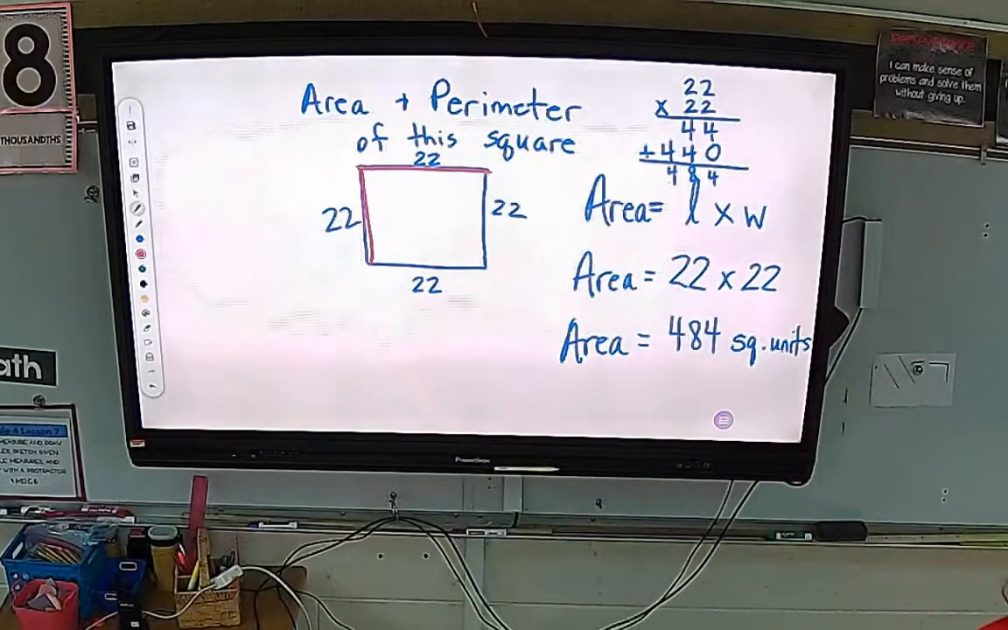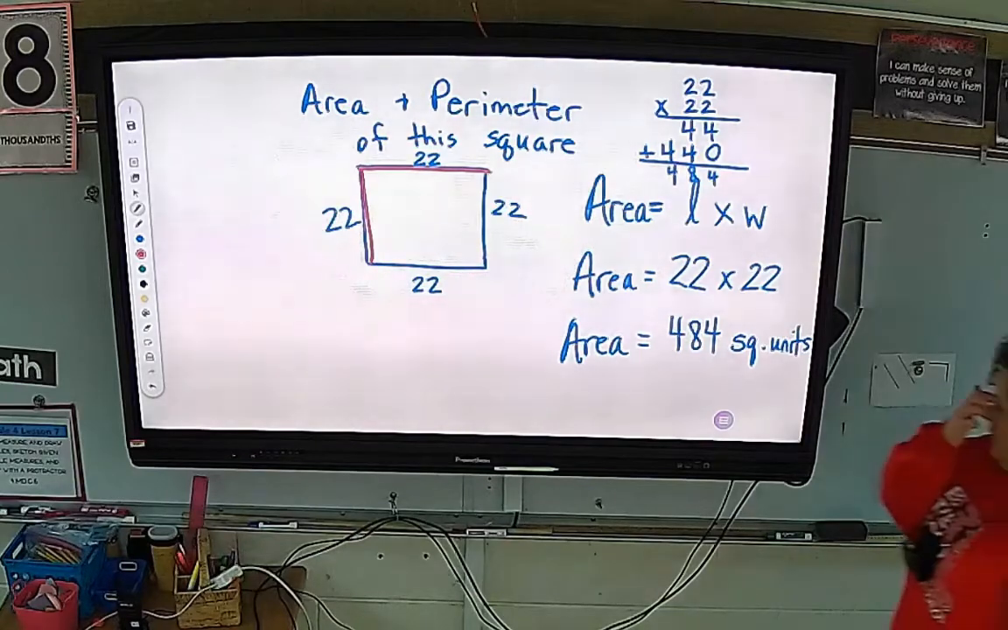How do I find the perimeter? How is it different than area? Sometimes we get those mixed up or can't remember which is which. Reagan, you add what? The sides. Okay, the perimeter is how long it is all the way around the outside of an object.